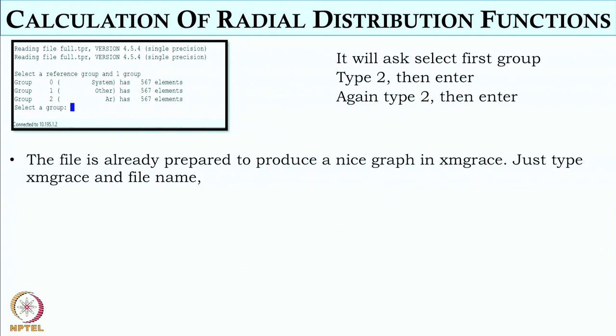The radial distribution function is between a pair of atoms, right? So don't you have to give a pair there? Yeah, when we type 2, it will take the argon atom, and then again if we type 2, it will take the second argon atom. So it will calculate between two argon atoms.